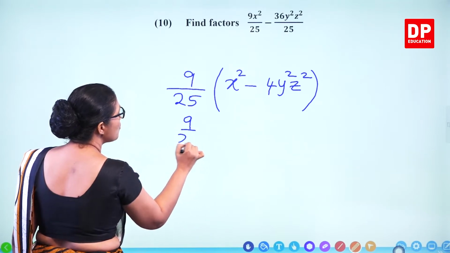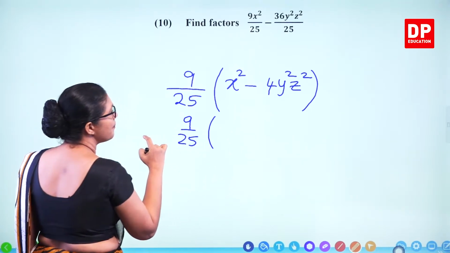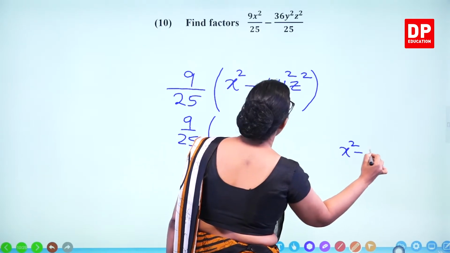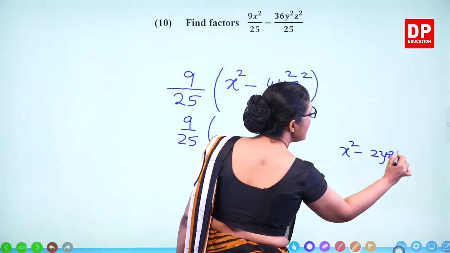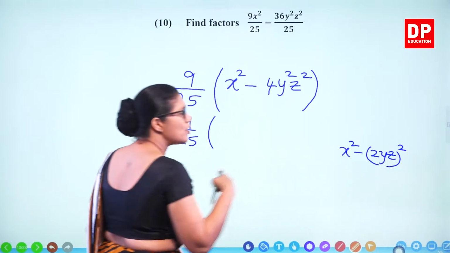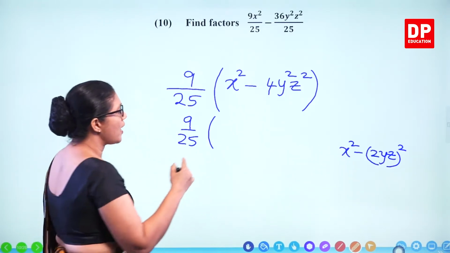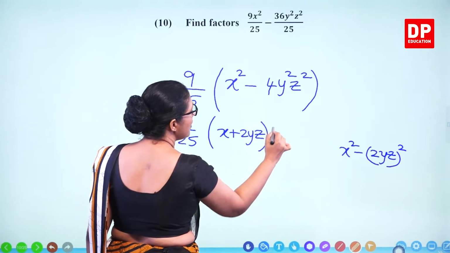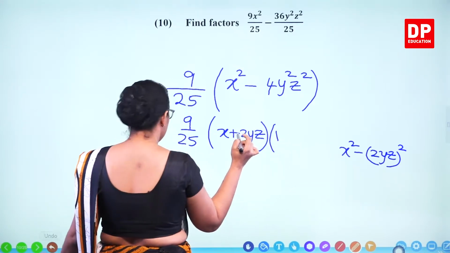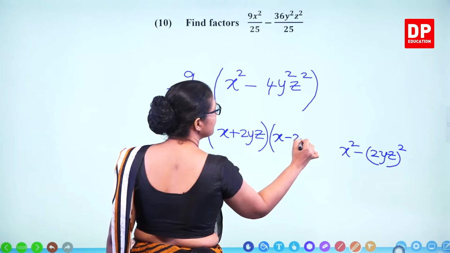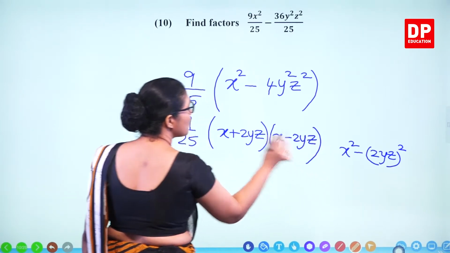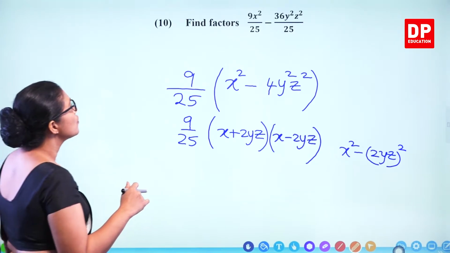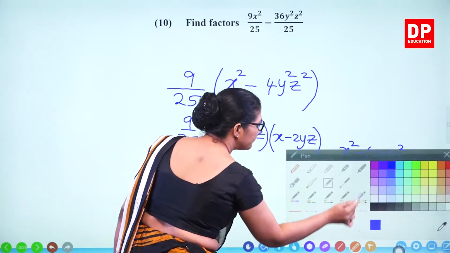So 9 over 25 is the common term. How do you write this one? This is like x squared minus (2yz) whole thing squared. Difference between two square terms. So you can add one factor and you can subtract the other factor. So that's how you do factorization. So you get 2 marks for that.